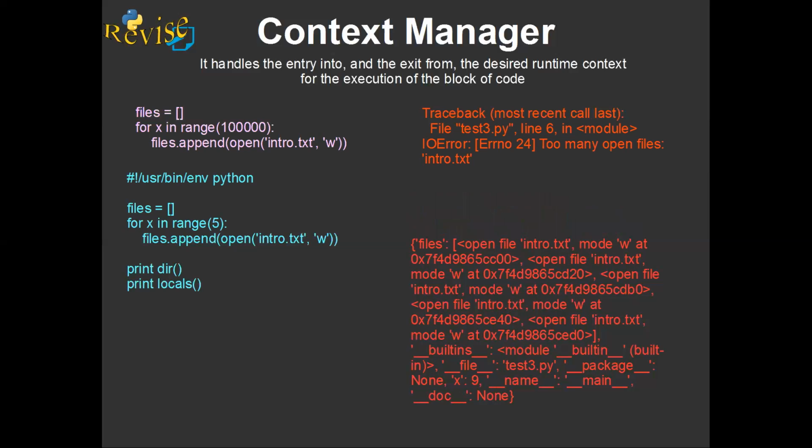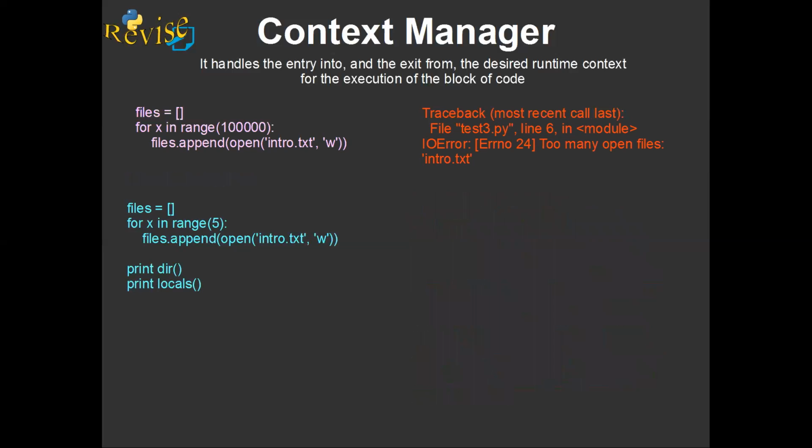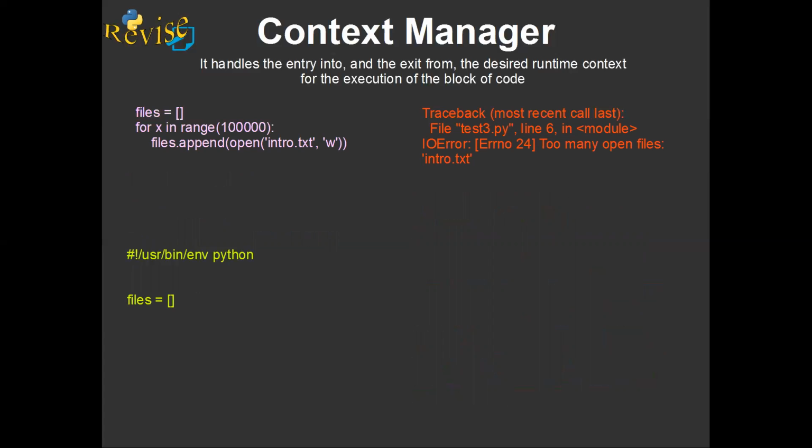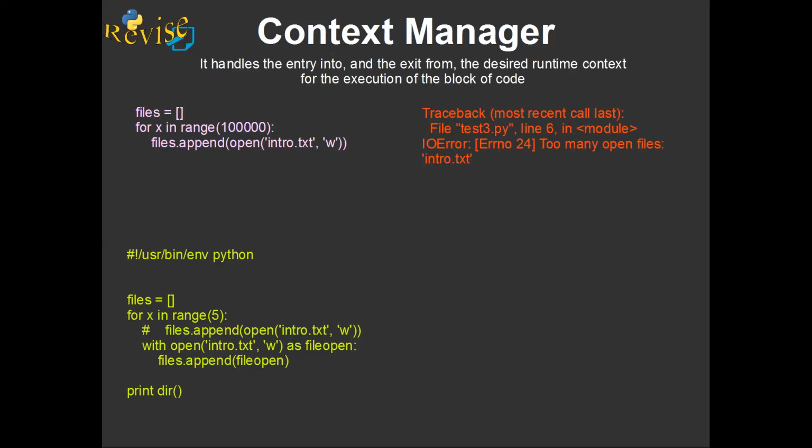So how will we handle this? We'll change our code. A simple thing: we removed this open file and used the with keyword, with open file, and then appended to files. So what happens? With is a context manager here. It helps close the file as soon as you're done with it, so it automatically closes the file pointer or file context.